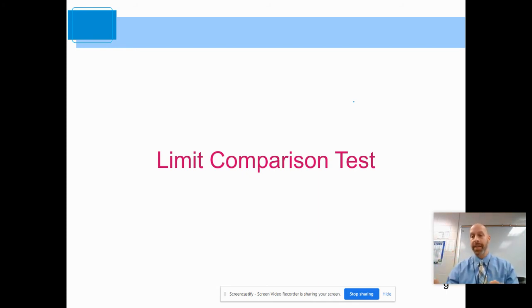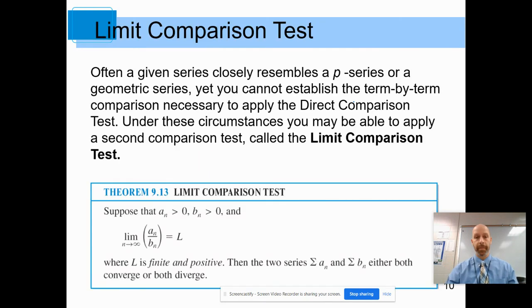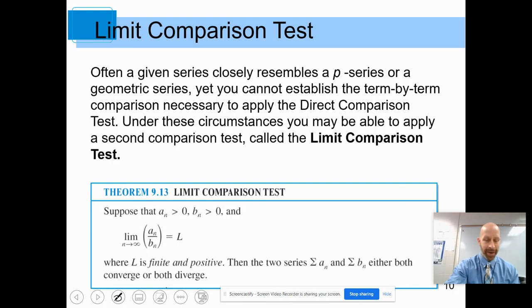But this time, instead of doing a direct comparison term by term, we're actually going to compare their limits. You'll see what I mean. So here's what it is. In fact, let's just jump to it. The limit comparison test says this.